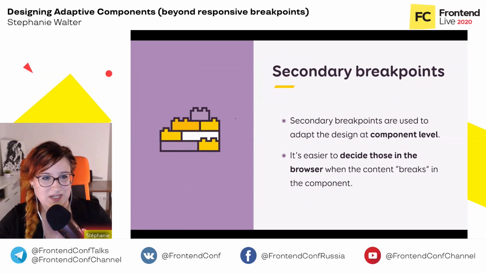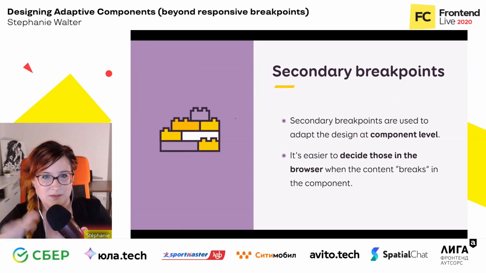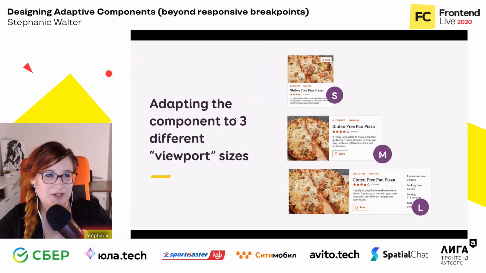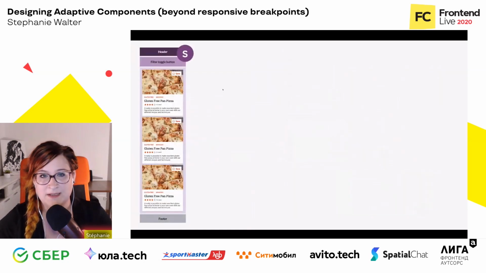And usually it's easier to decide those in the browser because you put a breakpoint when the content breaks. And when I say break, I mean things overlap, or it becomes hard to read, or images get a little bit strained, things like that. If I come back to my example now, I designed 3 of those. I designed the small version, the medium version, which will be for those in-betweens, and the large version. The small version will be used on the smaller viewports.